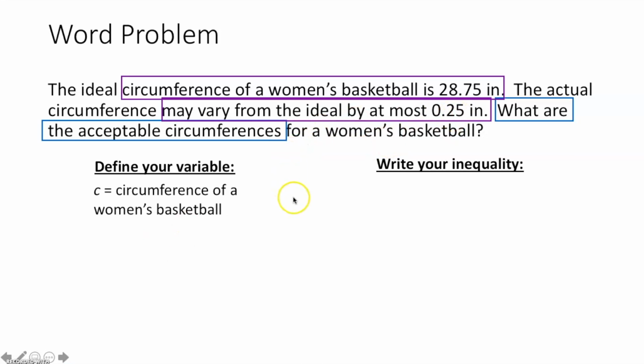But now, let's say we get a negative number. If you get a negative number in the opposite direction, it shouldn't matter because it needs to vary by at most 0.25, whether it's more or less. So we're going to put absolute value around our difference. So we're going to put the absolute value of C minus 28.75 has to be less than or equal to 0.25, because our difference, whether it's positive or negative, doesn't matter. It just can't vary by more than 0.25.